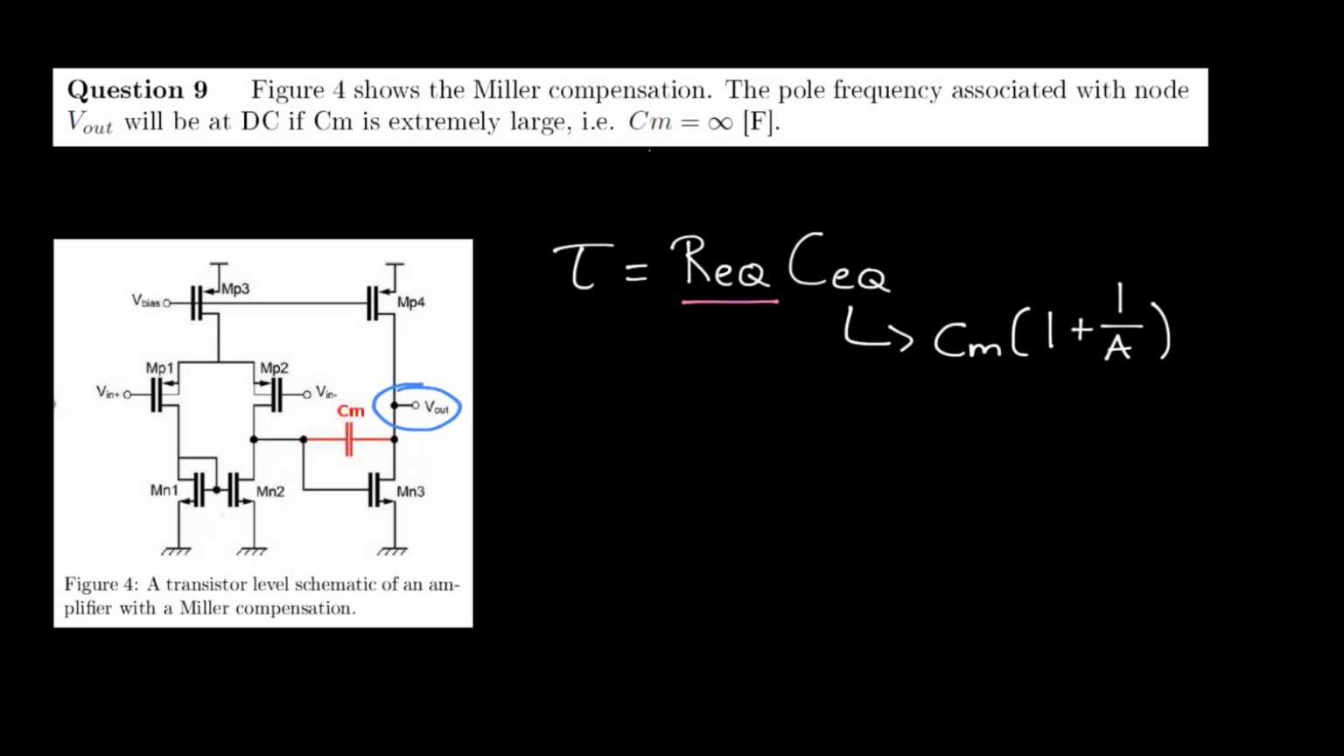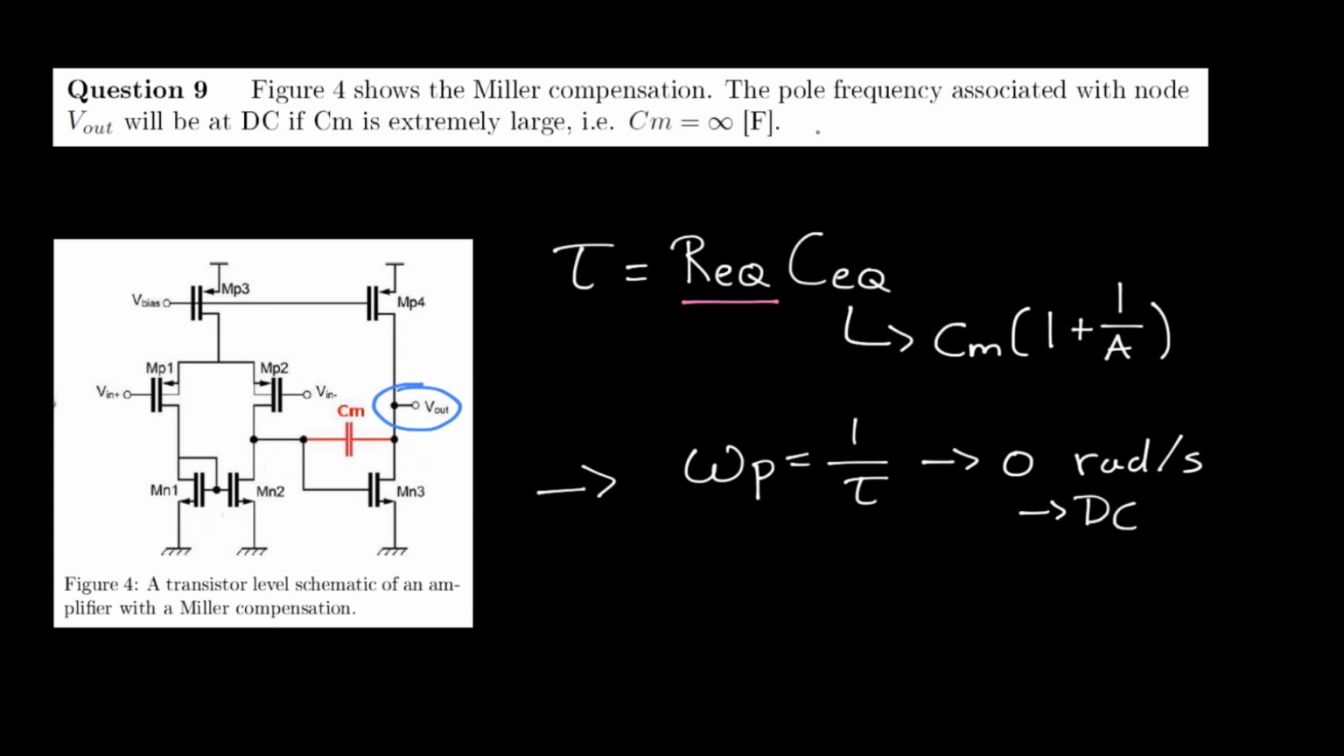Now, since Cm is actually infinite or assumed infinite, C equivalent will also be infinite, and naturally the time constant will also be infinitely large. Now, to compute the pole frequency, we simply take the inverse of the time constant. And since that time constant is almost infinitely large, this pole frequency will actually go to 0 radians per second. And 0 radians per second is by definition the same as DC.